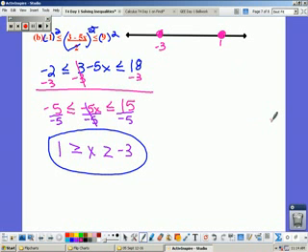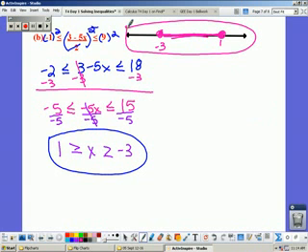Okay? And like I said, I like to read this one first to kind of give me an idea of which direction this needs to be shaded. This reads x is greater than or equal to negative 3. So which side of negative 3 do I need to shade, the right or the left? You need to shade to the right. And then this says 1 is greater than or equal to x. If you read this way, x is less than or equal to 1. So which side of 1 do I need to shade? The left. So this is your graph.